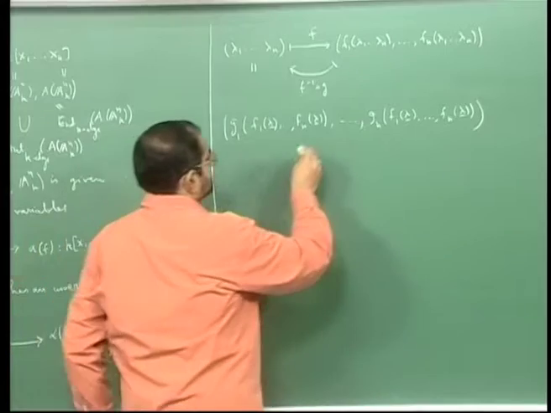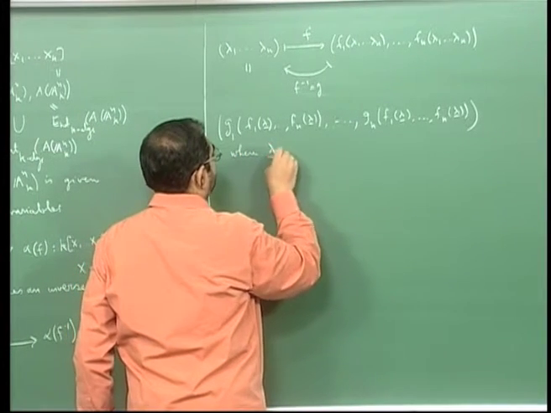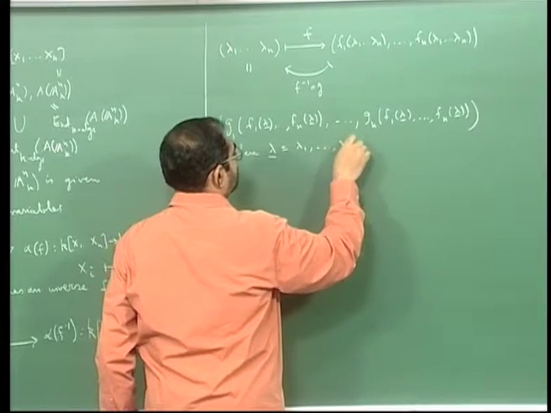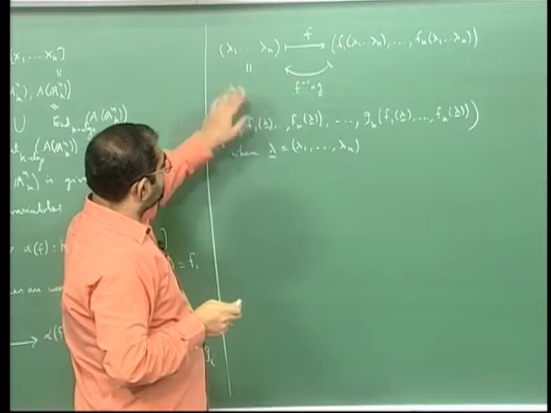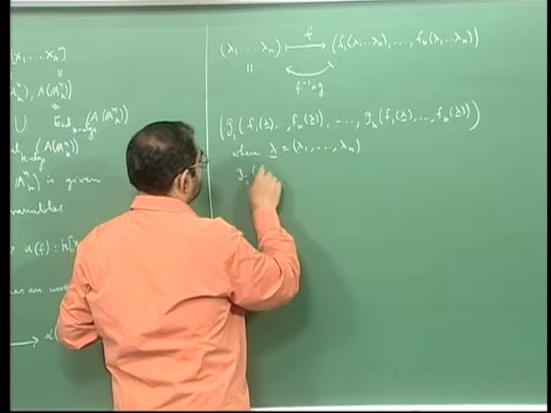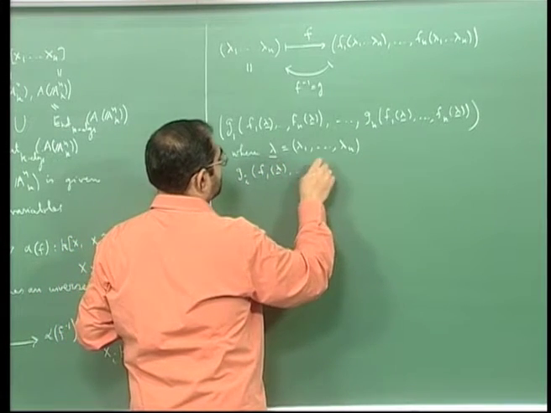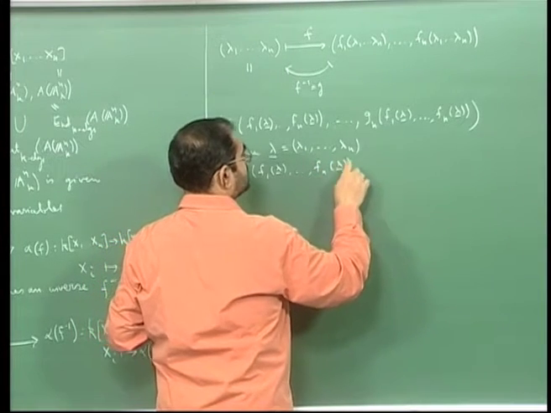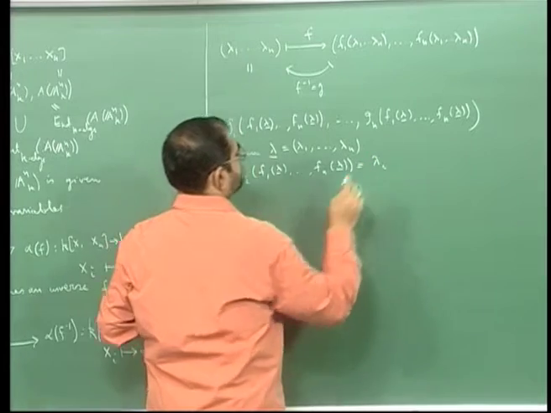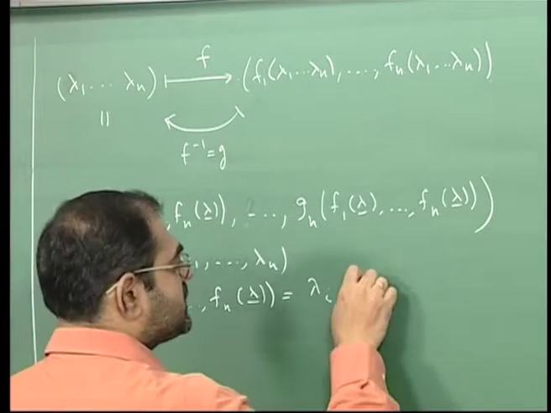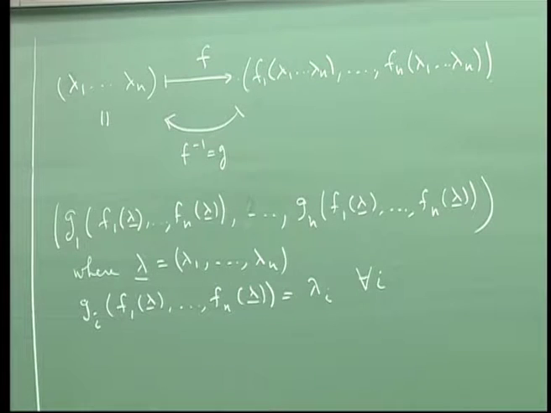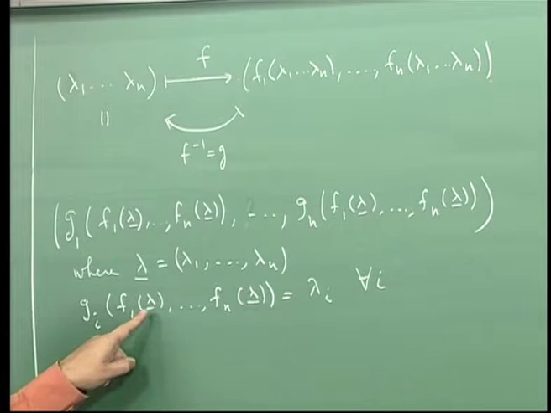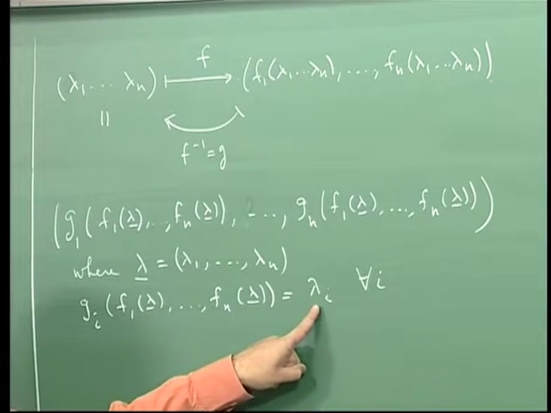So where lambda underline is just lambda 1 through lambda n. What you get is g_i of f1 of lambda, etc., fn of lambda, is simply lambda_i for every i. This is what happens if you have an automorphism. Now, this holds for all lambdas.